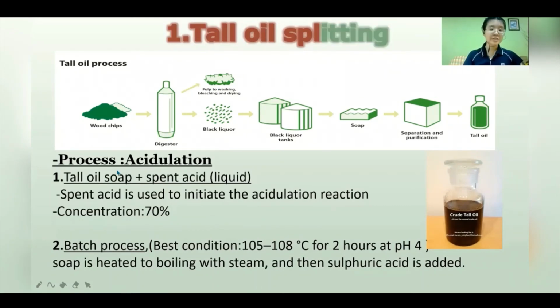So the first process is acidulation. We will add spent acid to tall oil soap. Spent acid is the unreacted acid from the main reactor where the acidulation reaction occurs. It is produced during processing of petroleum sulfonates. The concentration will be around 70% as sulphuric acid, and it is in liquid state. So the second one is the batch process. This is the best condition for the process, and in this process, soap is heated to boiling with steam, and the sulphuric acid is added.